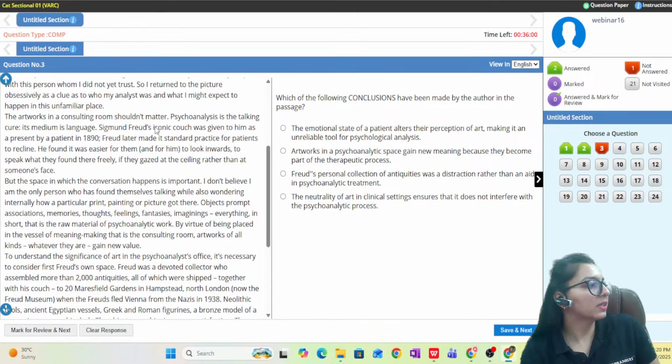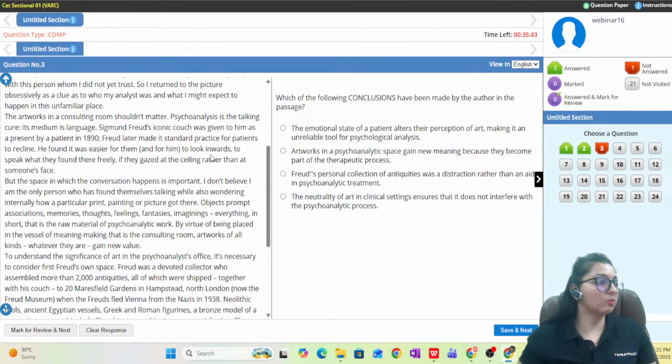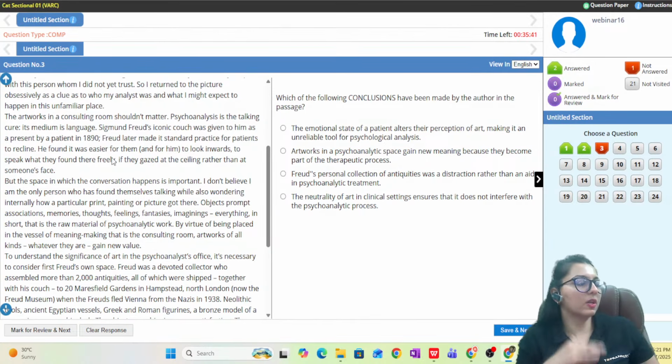The artworks in the consulting room shouldn't matter. Psychoanalysis is the talking cure. Its medium is language. Sigmund Freud's iconic couch was given to him as a present by a patient in 1890. Freud later made it a standard practice for patients to recline. Okay, he found it easier for them and for him to look inwards and to speak. Okay, so now this is about the posture, the recumbent posture that he liked. Gazed at the ceiling rather than someone's face.